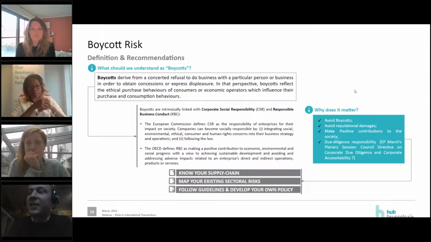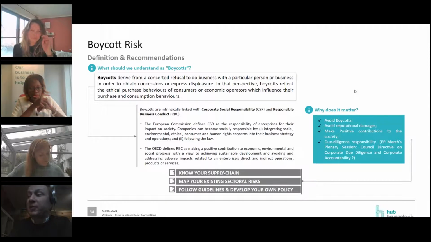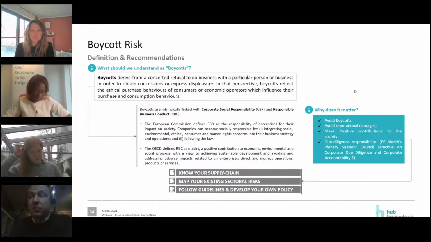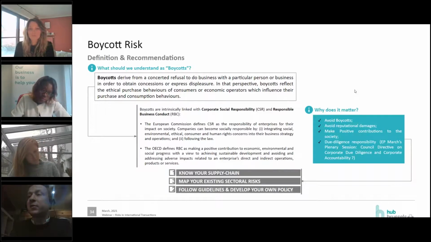As you can imagine, and I think that you see the link now, there is an intrinsic and increasing link between boycotts and corporate social responsibility on the one hand, and responsible business conduct on the other. By corporate social responsibility, so CSR, we mean, following the European Commission definition, the responsibility of companies for their impact on society. And the European Commission outlined that companies can become responsible by integrating social, environmental, ethical, consumer, and human rights concerns into their business strategy and operation, and of course, following the law and the guidelines in that respect.